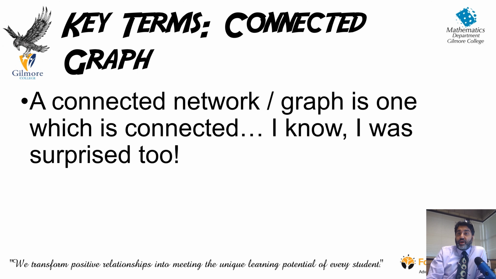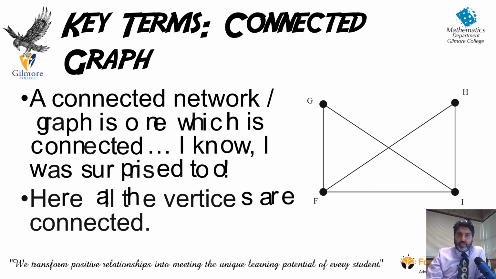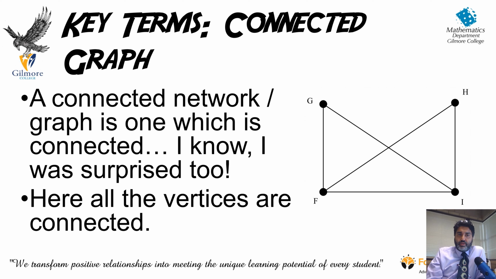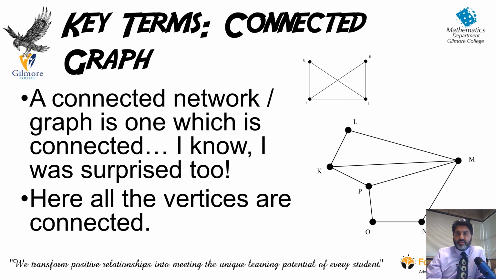A connected graph or network is one which is connected. I know, I was surprised too. So here all the vertices are connected. Okay, so I've got F is connected to G, to H, and to I. Another example.